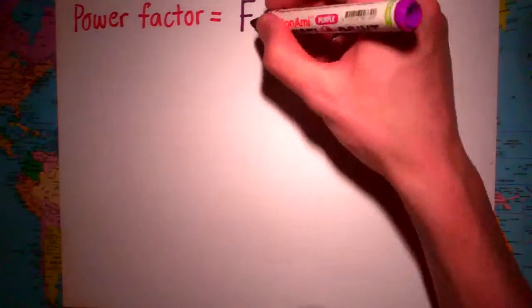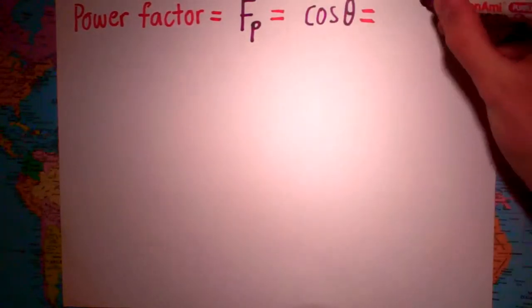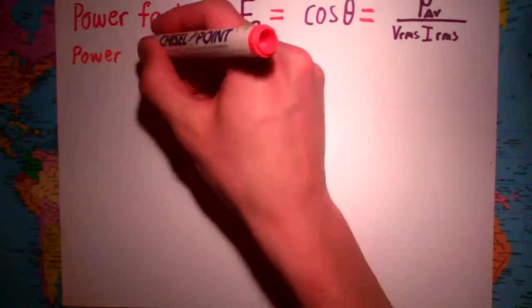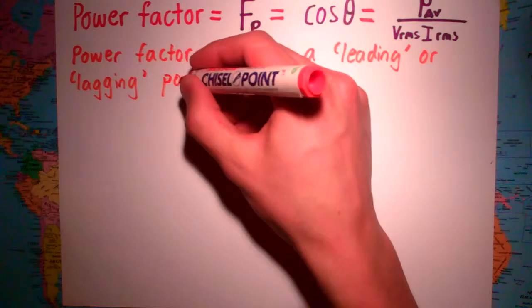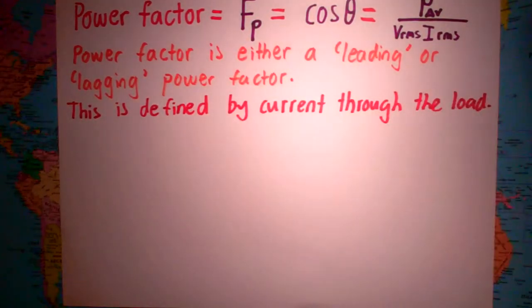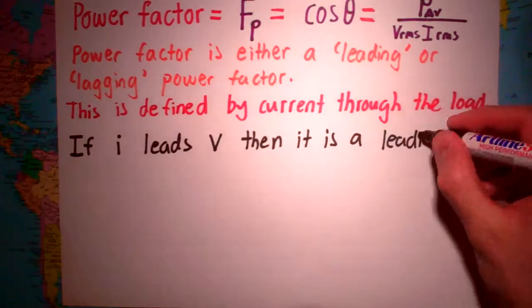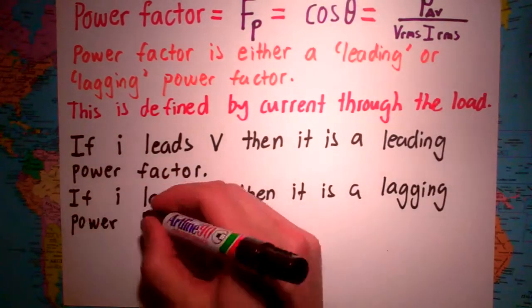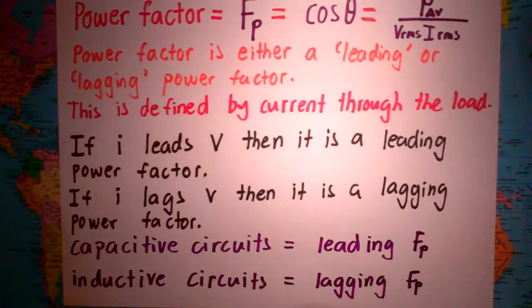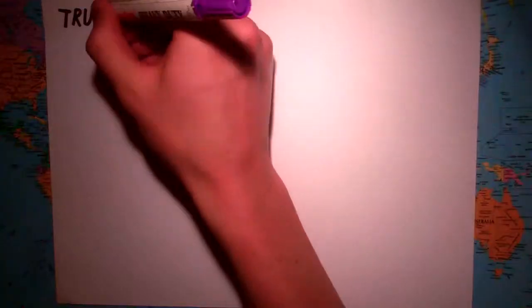The average power dissipated by an ideal capacitor or inductor is 0 watts. The power factor, often denoted F subscript P, can be found using the average power divided by the product of the RMS voltage and current. The power factor is given the term either leading or lagging, based upon the current through the load. If the current leads the voltage, then it's a leading power factor, and if it lags the voltage, then it's a lagging power factor. Capacitive circuits are leading and inductive lagging.